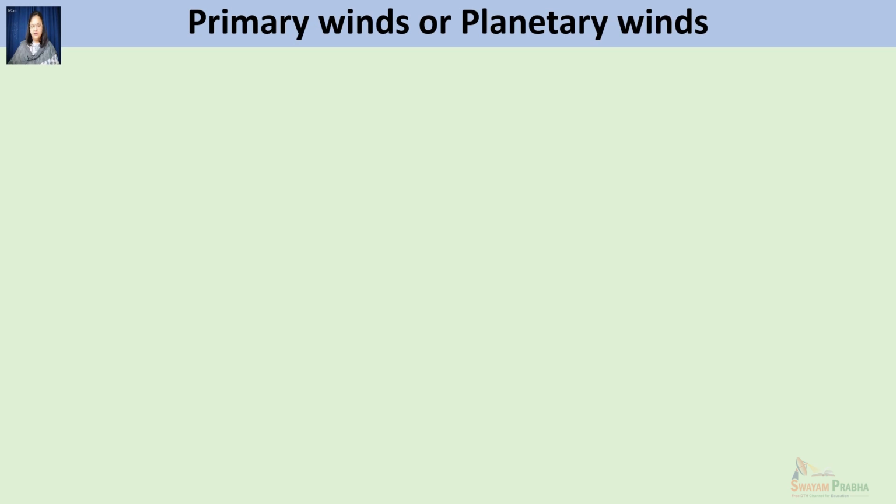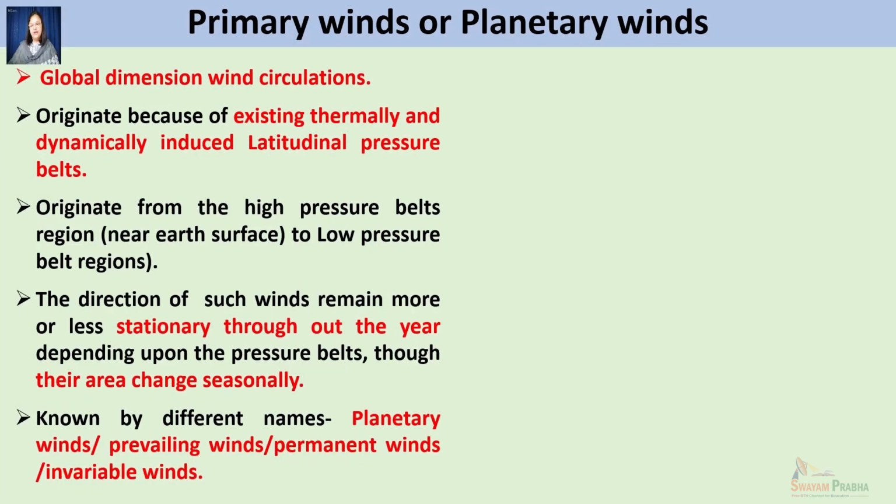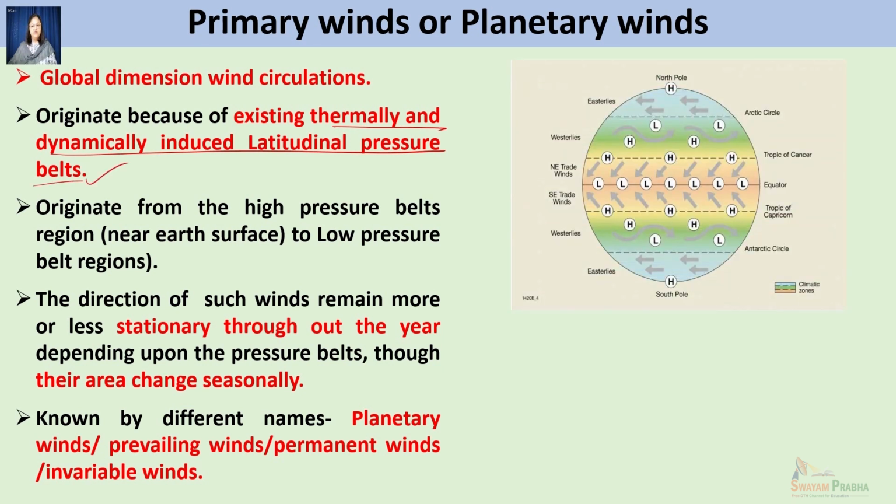Primary winds or planetary winds are global wind circulations which originate primarily because of the existing thermally and dynamically induced latitudinal pressure belts. We have already studied in the last video that because of thermally induced and dynamically induced conditions, you have 7 pressure belts around the globe which have latitudinal extent.